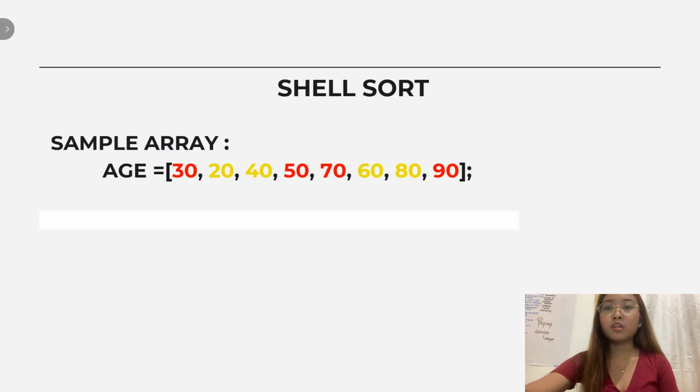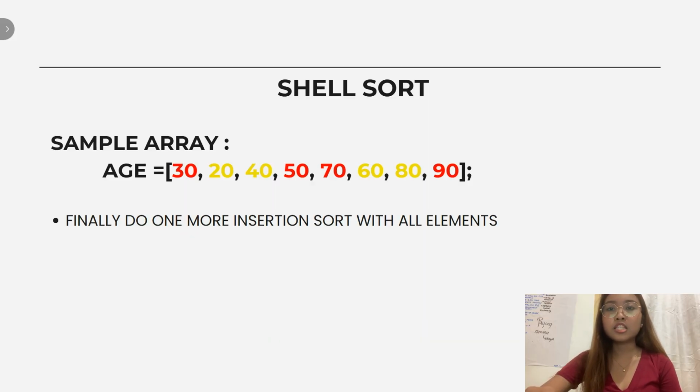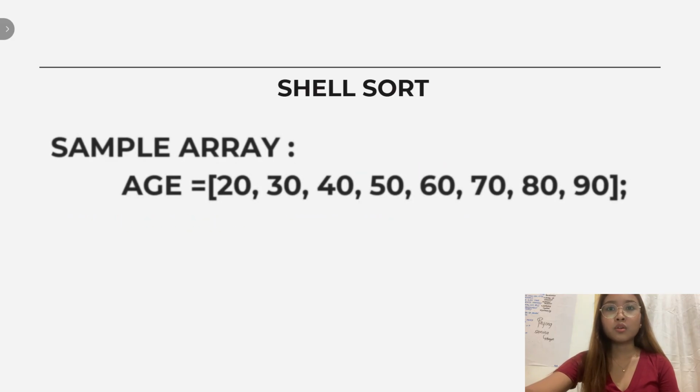Again, by sorting these small steps, the array becomes closer to fully sorted as we reach the final step. Now we use a gap of 1, which is just a regular insertion sort, since most of the work is already done. This step is quick and efficient. So finally we do one more insertion sort with all elements. Insertion sort corrects the remaining inversions like 30 and 20. So our array will look like this.